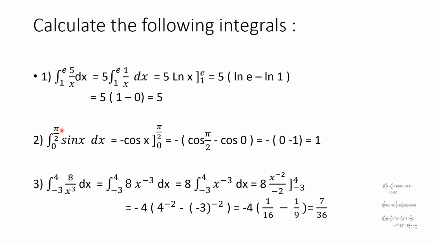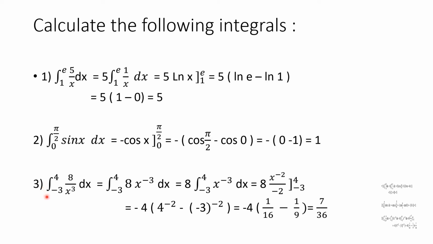And number 2, the integration over 0, pi over 2 of sine of x dx is equal to minus cosine x over the interval 0, pi over 2. So replacing x by pi over 2, then x by 0, we get minus cosine pi over 2 minus cosine 0. You can write directly this expression on your calculator and you will get the final answer 1.